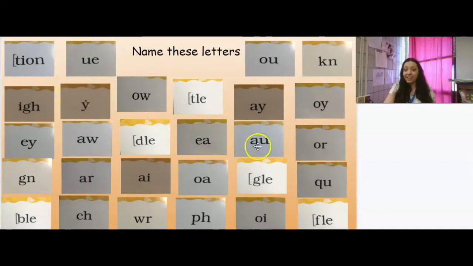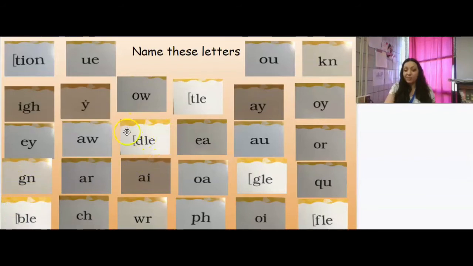Very good. How about here? Digraph AU. Very good. How about over here? Combination AR. How about right here? Digraph PH. Very good. What if I hop all the way up here? Then I have ghost digraph KN. Very good. How about over here? Ghost digraph GN. Very good.